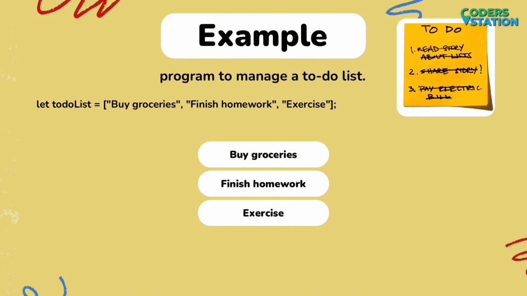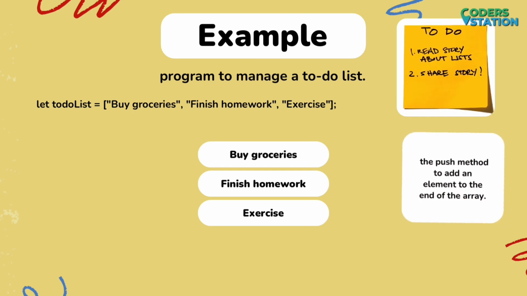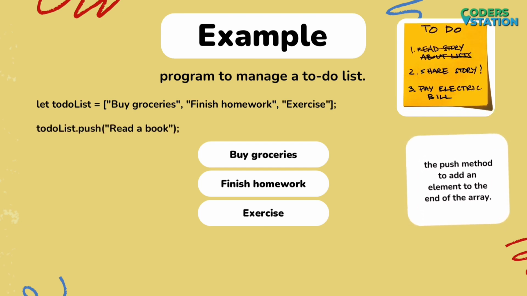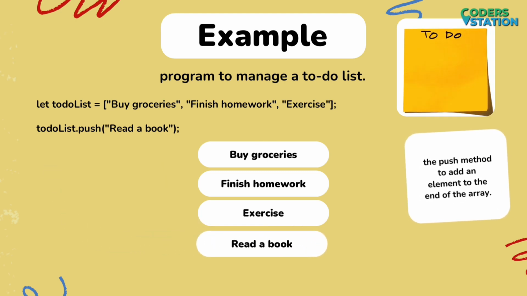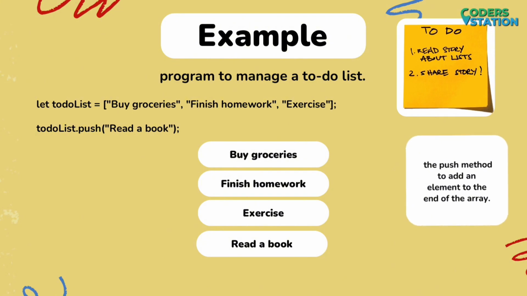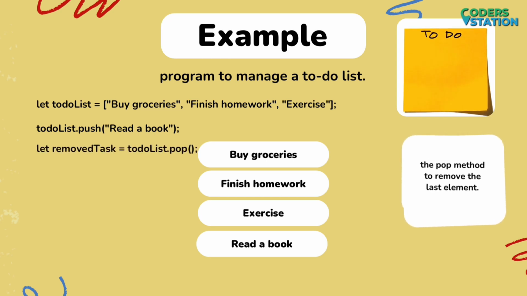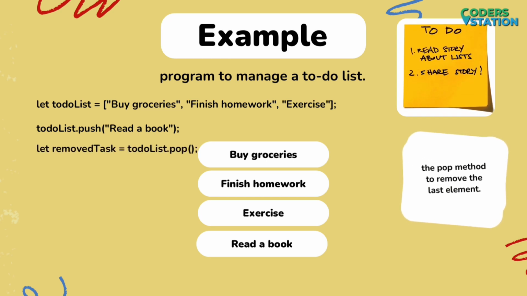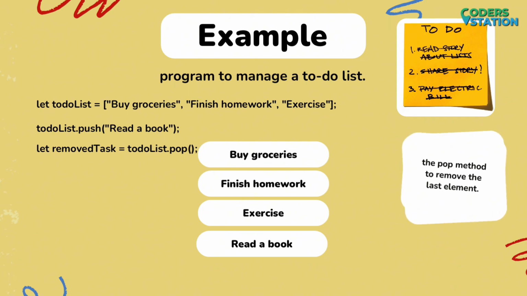Great question. We can use the push method to add an element to the end of the array. So todoList.push("read a book"). And what if we want to remove a task? We can use the pop method to remove the last element. let removedTask = todoList.pop().